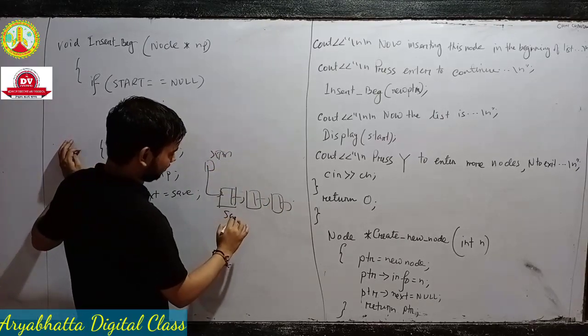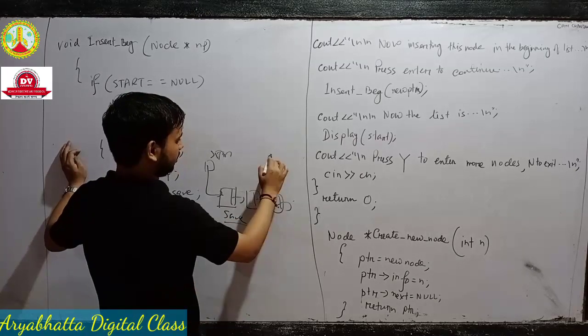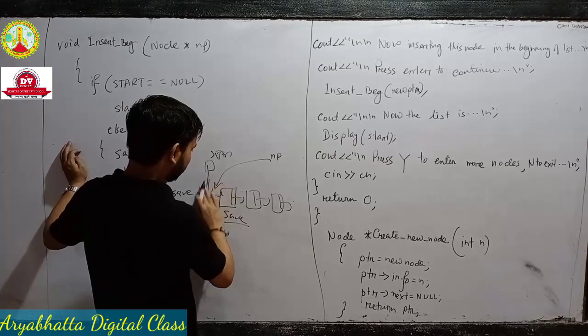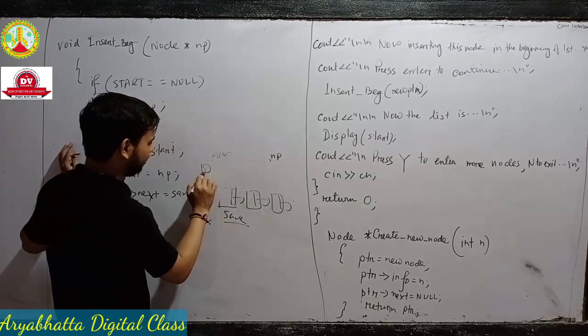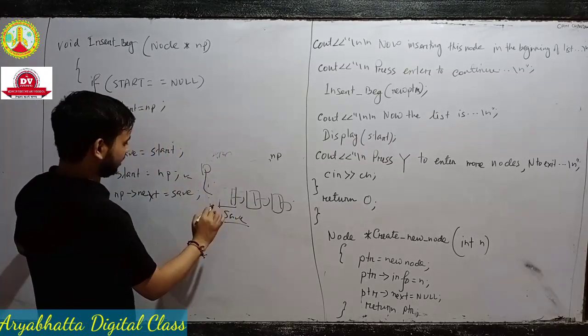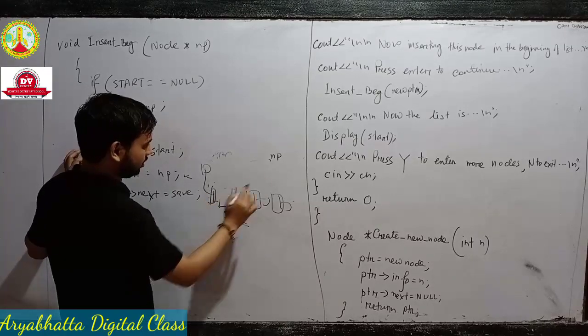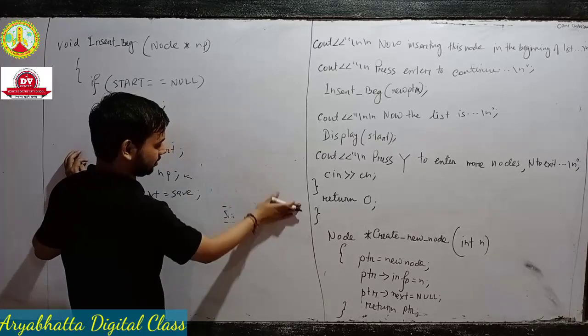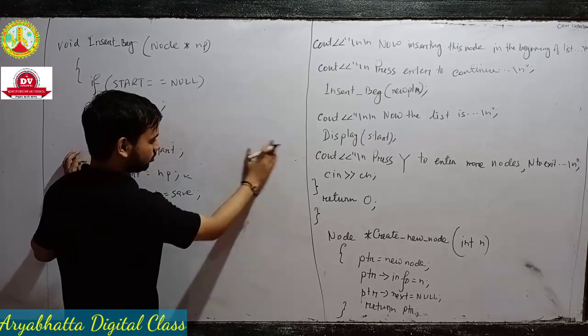Okay, and we take the first as a save. Then if NP is coming in here, your start will now point to NP. Start is pointed to NP, and this new node NP next will be what? Coming in here. I already showed you in the algorithm part.